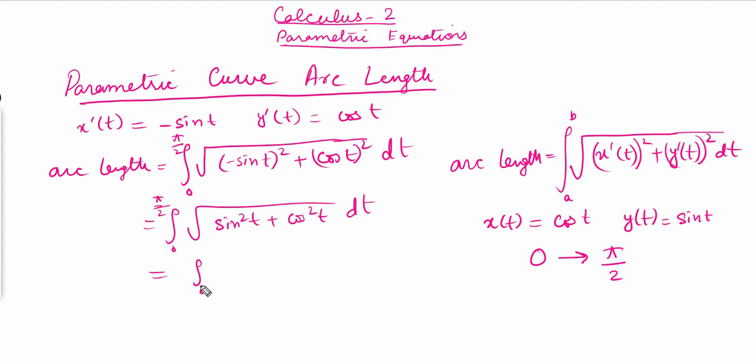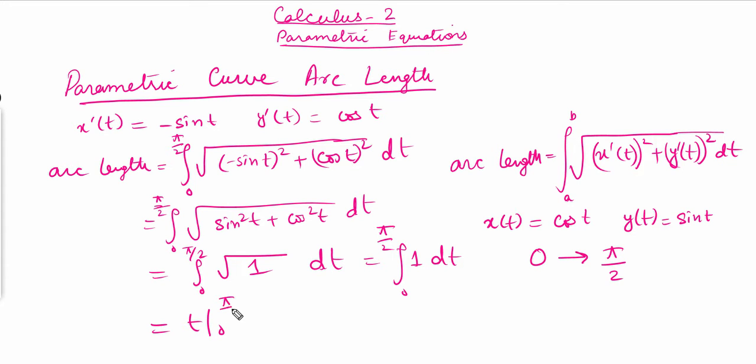So from 0 to pi by 2, radical 1 of dt, that will be equal to 0 to pi by 2, 1 dt. So its integration will be t, and we have to put the limits from 0 to pi by 2. So it will become pi by 2 minus 0. So the arc length will be equal to pi by 2.